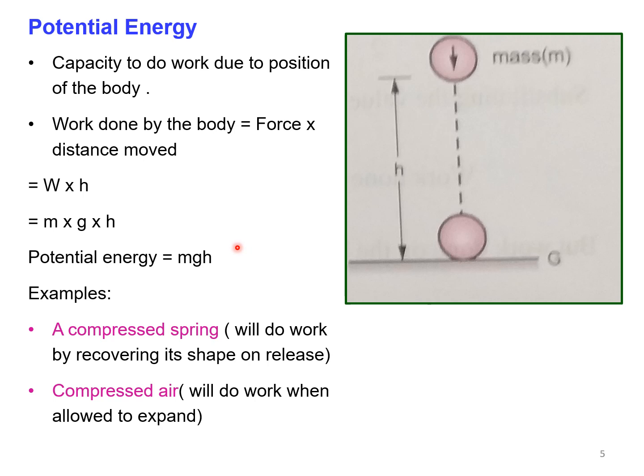The best example we can give for potential energy is a compressed spring. When you release the compressed spring, it will do some work. After doing work, it will recover its shape.